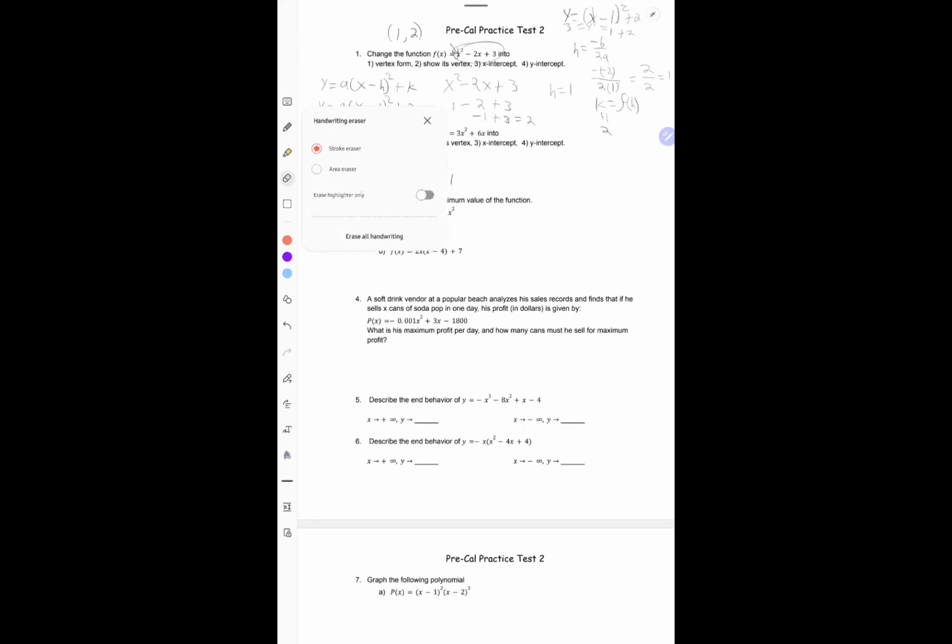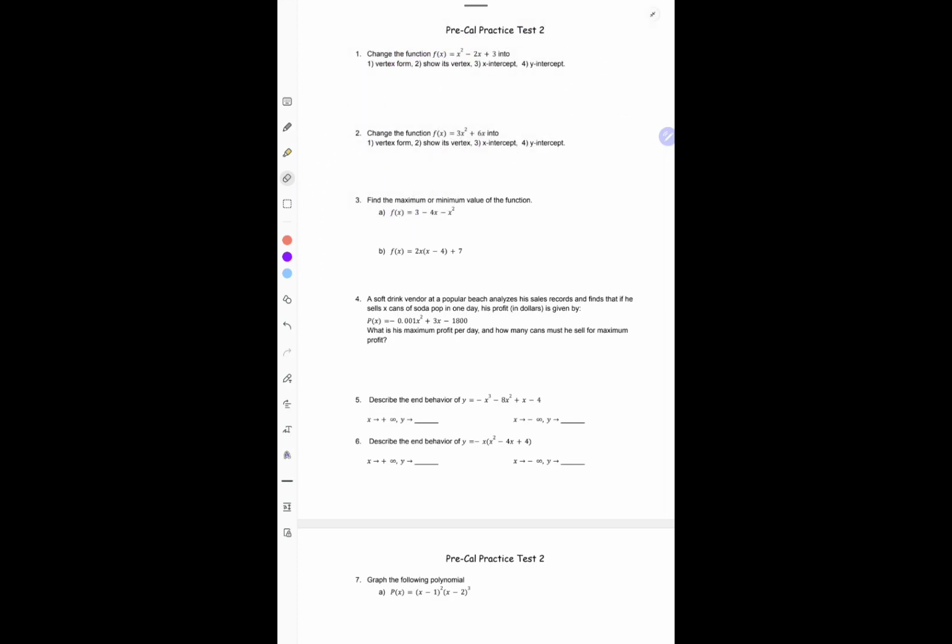So I am going to erase everything we have done so far and move on to the next problem. Okay, so next problem. We want to change this into vertex form, show its vertex, show its x-intercept, show its y-intercept. So again, vertex form, h and k notation, h is equal to negative b over 2a.